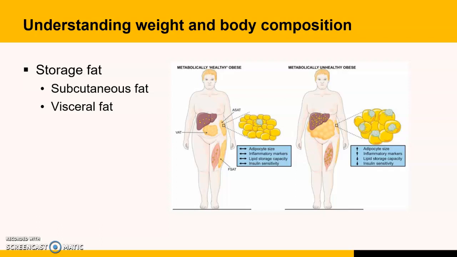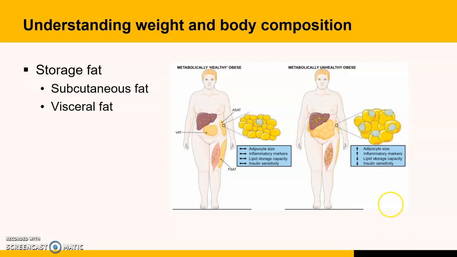Storage fat in our body is composed of subcutaneous fat and also visceral fat. The subcutaneous fat, as we know, is located under the skin, and usually this type of fat is typically the largest amount of fat in the body. However, the visceral fat is what we call a dangerous fat. This visceral fat surrounds organs and is located well below the skin, for example, in the abdominal area.